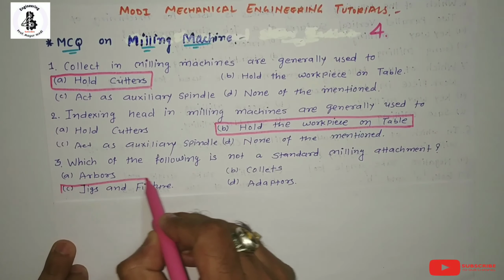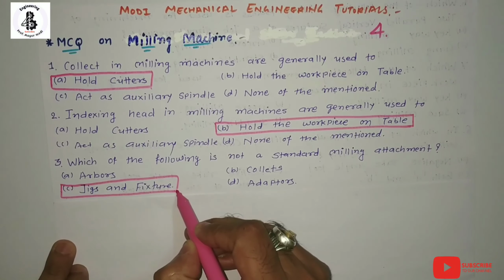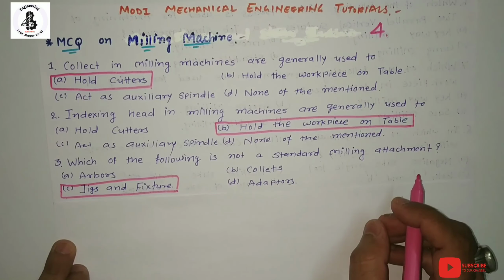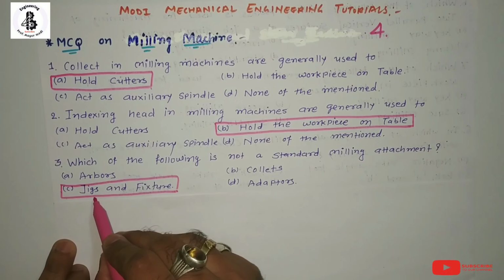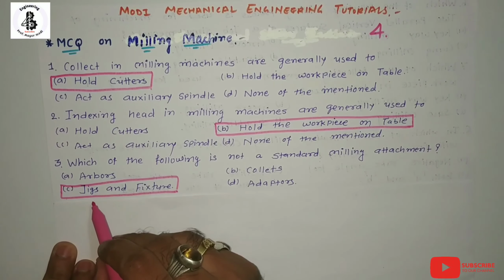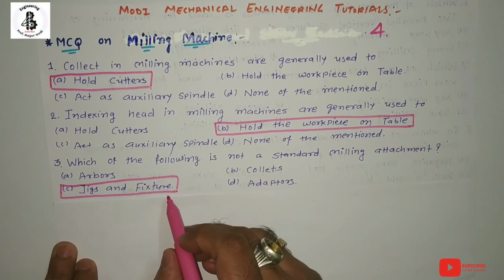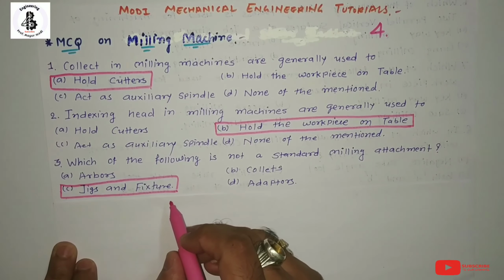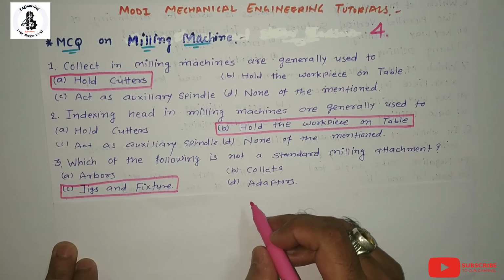Basically, jigs and fixtures are both used to hold the workpiece material, but the basic difference is that a jig holds the workpiece and also provides guidance to the tool during the operation, whereas a fixture only fixes the workpiece material and does not provide any guidance to the cutting tool.